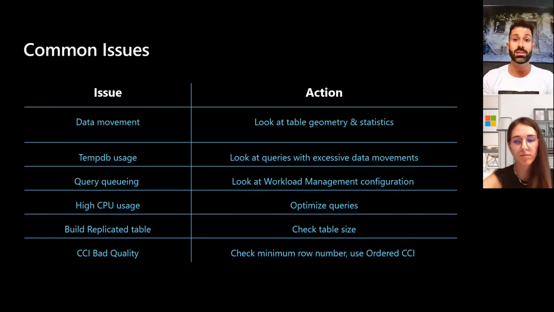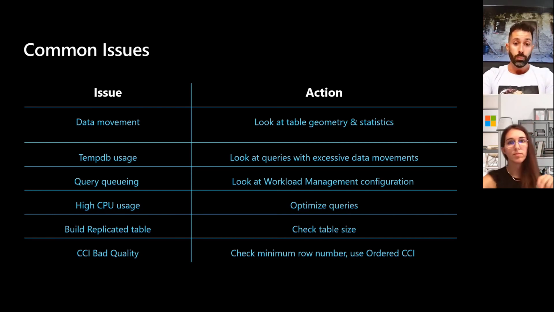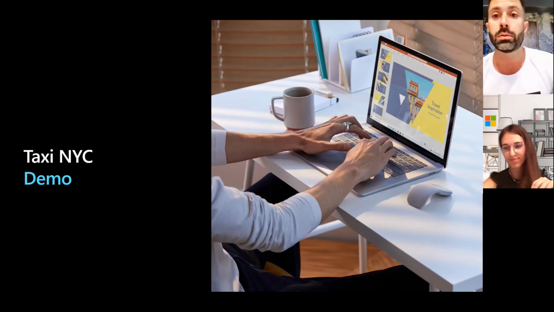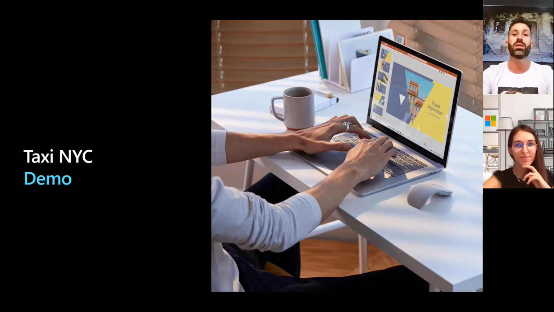And the second one, in my view, is bad quality columnstore index. So everything that I said before: check the minimum number of rows, try to use ordered columnstore index, and so on. Okay, so these are the scenarios that we have seen in our customers. So let me make a quick demo for you on everything that we have said. Let me share my screen.